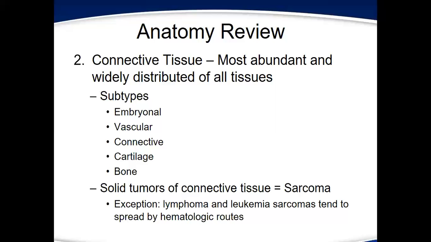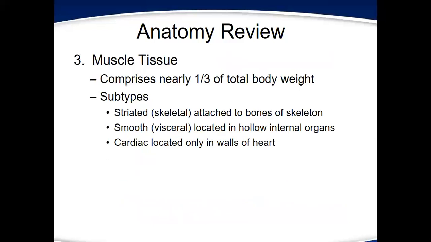Then we have the muscle tissue, which comprises nearly 1/3 of our total body weight. There are 3 subtypes of muscle tissue. The first is the striated, the skeletal tissue that is attached to bones of the skeleton. And there's the smooth, the visceral tissue located in the hollow internal organs. And then the cardiac tissue that is only located in the walls of the heart.